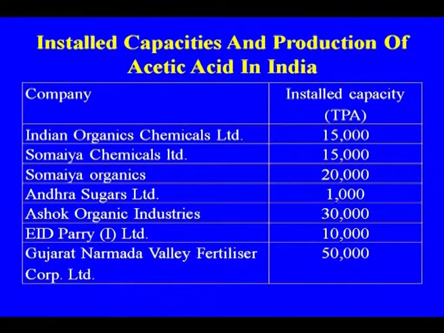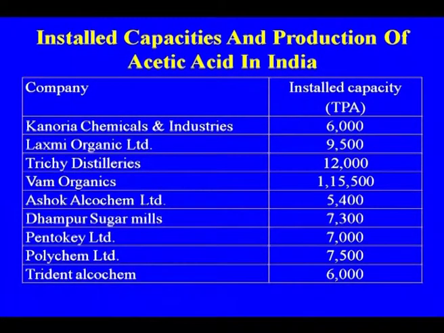These are some of the major companies which are making acetic acid: Indian Organic Chemicals Limited, Somaiya Chemicals, and all these companies which you see here are alcohol based, except the Gujarat Narmada Valley Fertilizer. All others are making it from the ethanol route, which is from the molasses. These are the other companies: Kanoria Chemicals, Lakshmi Organic, Trichy Desai, VAM Organic, Ashok Alcocom, Dhampur. These are all based on the ethanol route, not the methanol route.